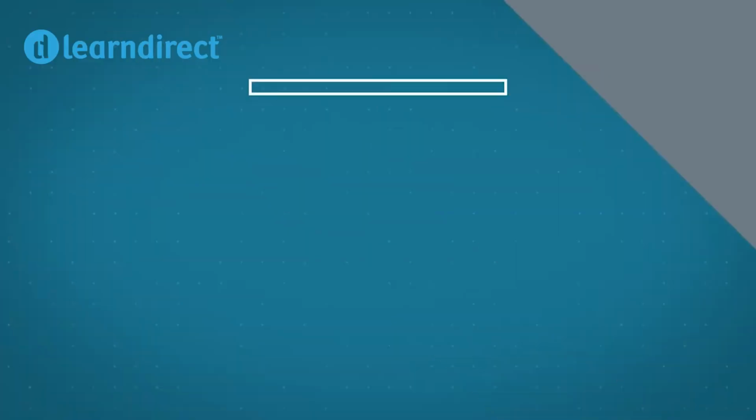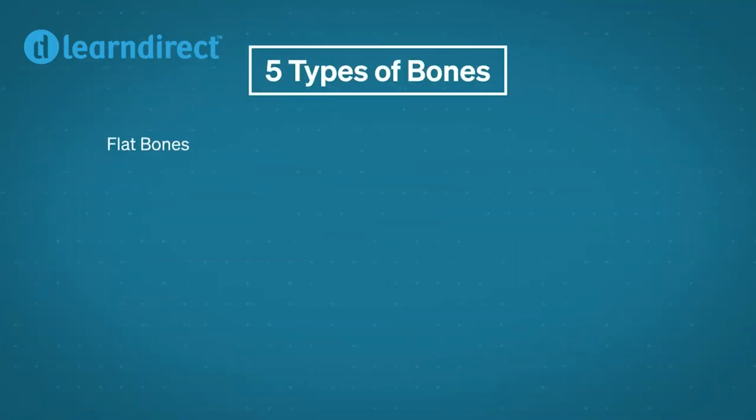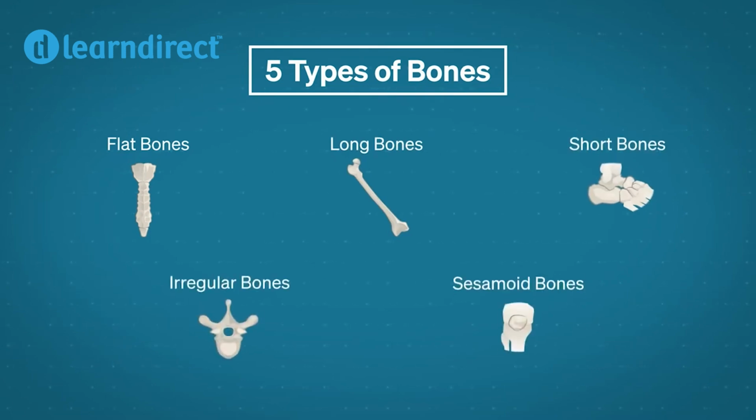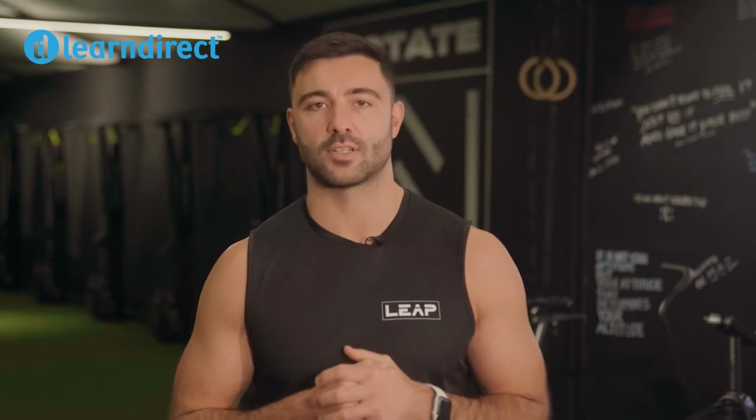Now, bones are classified by their shape and not their size into the following 5 categories: flat bones, long bones, short bones, irregular bones, and sesamoid bones. Let's look at examples in the body for each of the 5 categories.